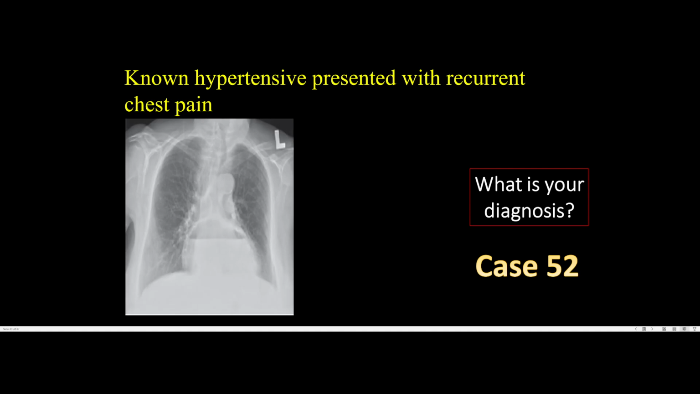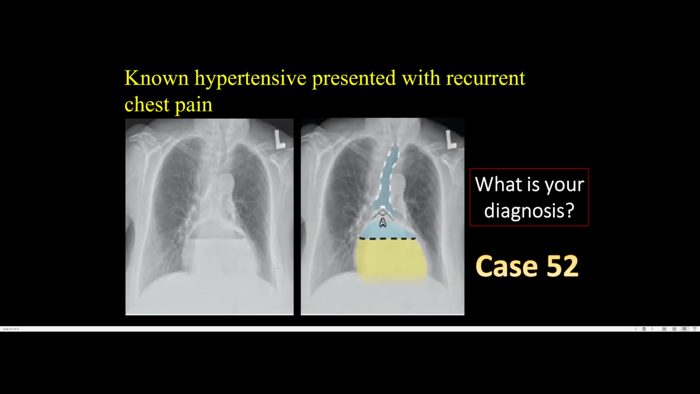Now we come to this, and this is the final case for our final video. If I have a known hypertensive patient presenting with recurrent chest pain, and I look at this chest X-ray, what is my most likely diagnosis? This is a very clear-cut case diagnosis of hiatal hernia. So hiatal hernia or hiatus hernia is very obvious.